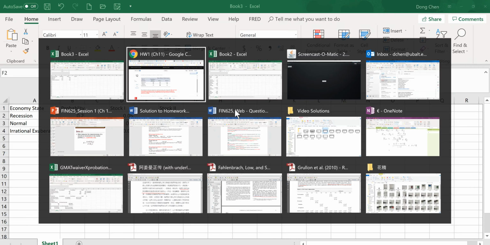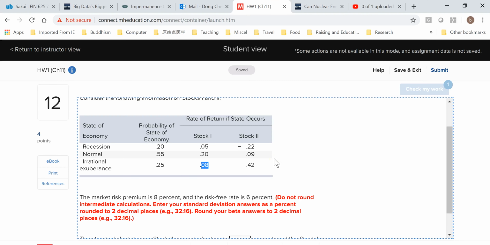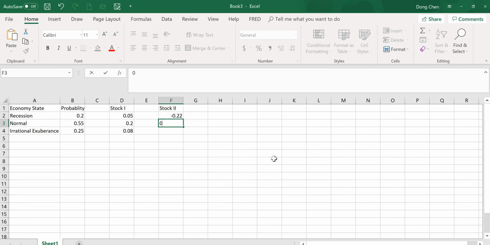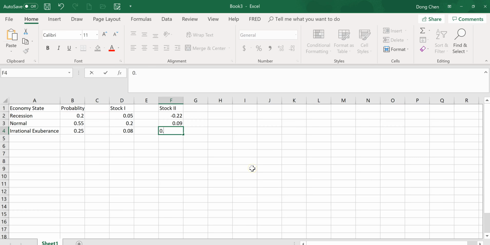Stock 2, under recession, it's a negative number, and under the normal state it's 9%, and under irrational exuberance it's 42%. So this is basically the setup. We can first calculate the expected return.